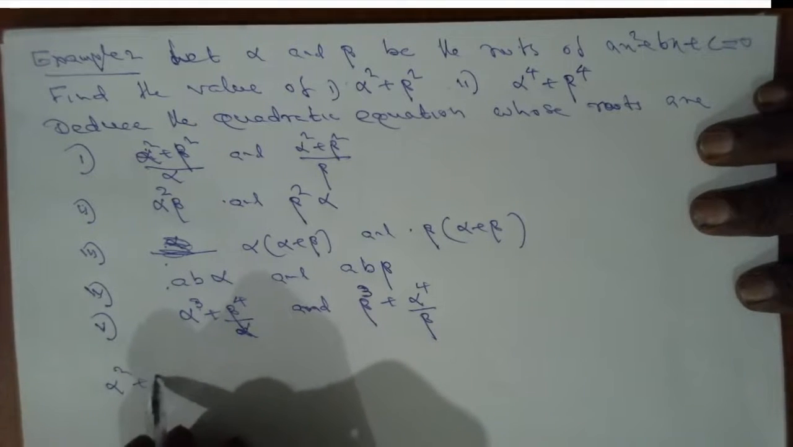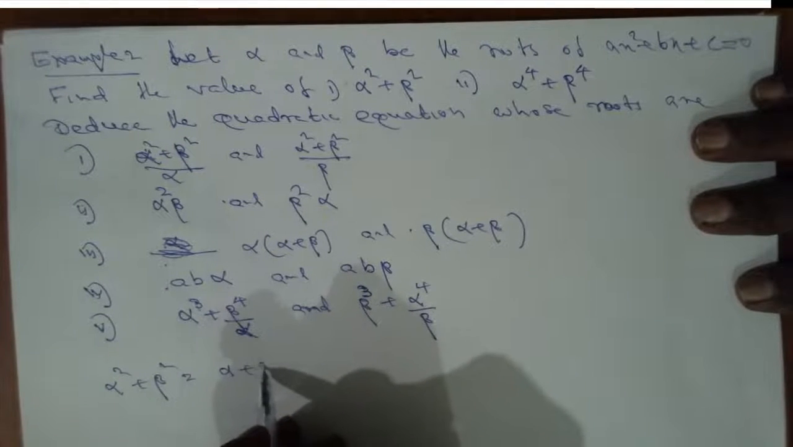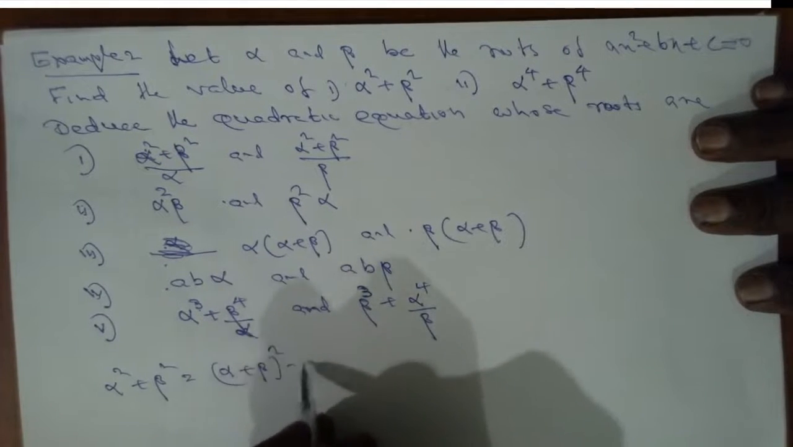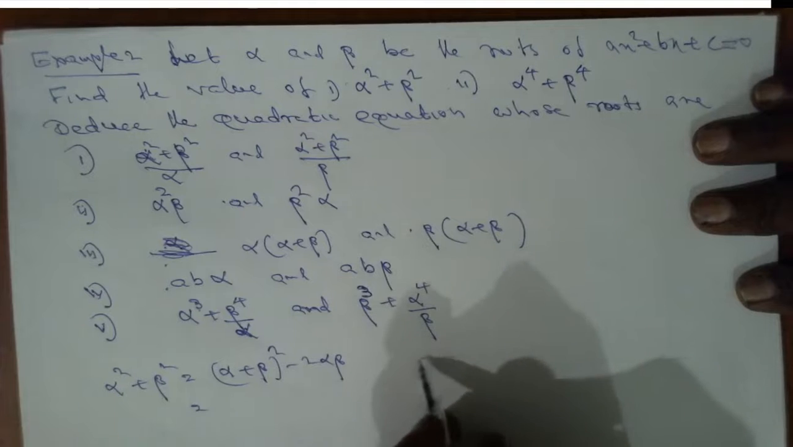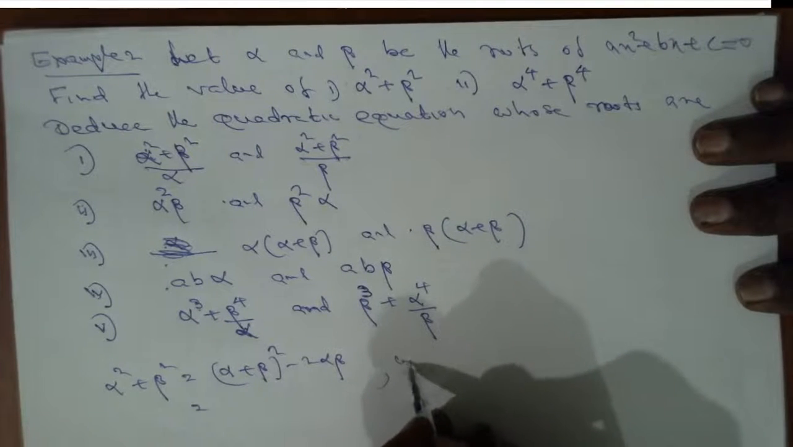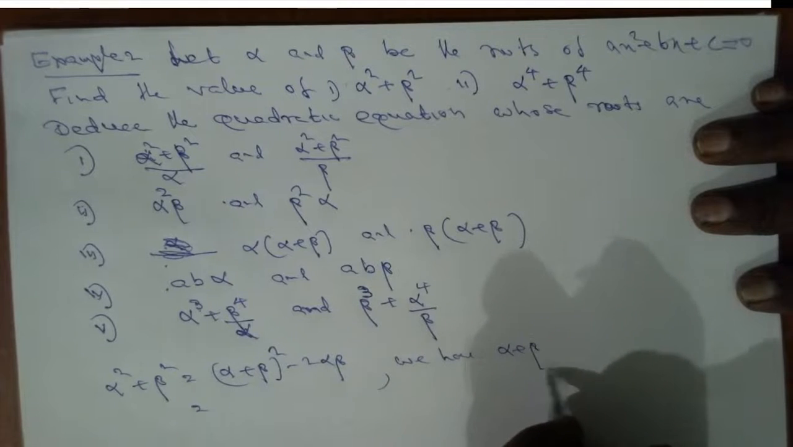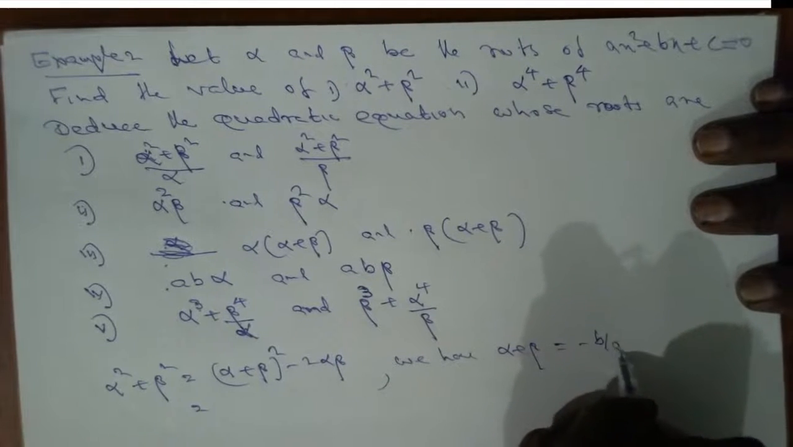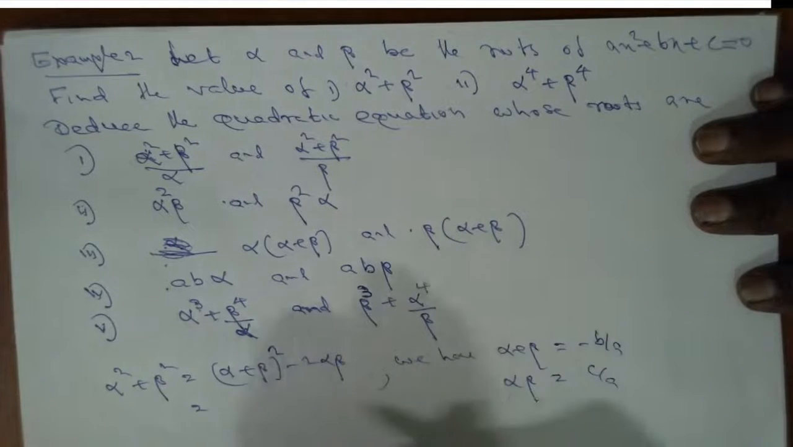Alpha squared plus beta squared equals alpha plus beta all squared minus 2 alpha beta. This is a very easy part, no? So you know that alpha plus beta equals minus b over a, and alpha beta equals c over a.